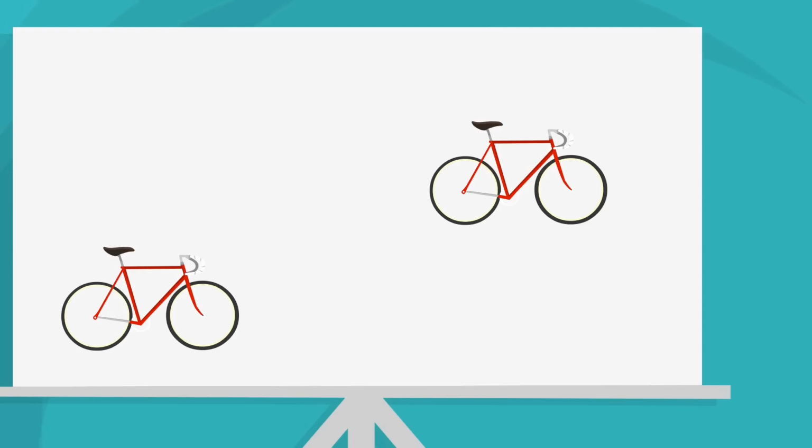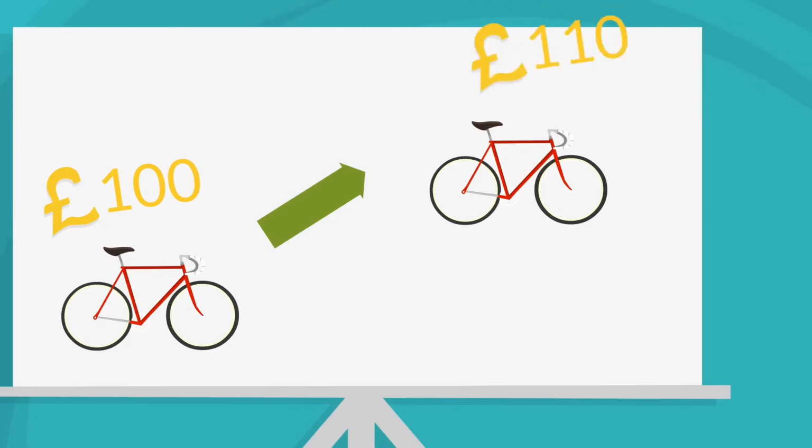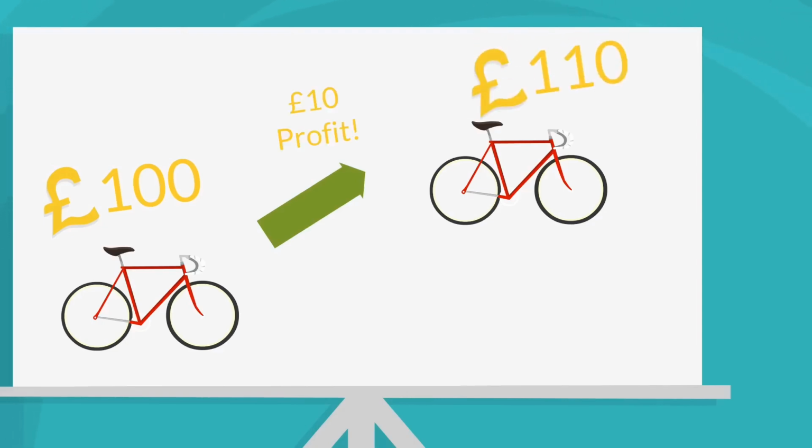Think back to our bike example. We buy the bike for £100. We do this because we think that the price of a bike is going to rise. After we buy the bike, there are suddenly a lot of interested buyers. There are more buyers than there are available bikes. So the price rises to £110. You make a nice £10 profit as you sell the bike.